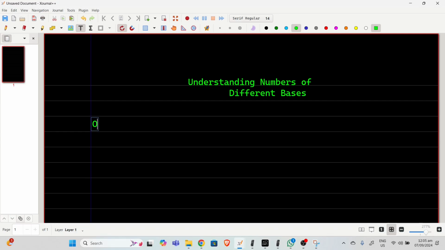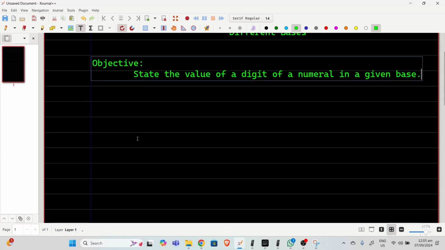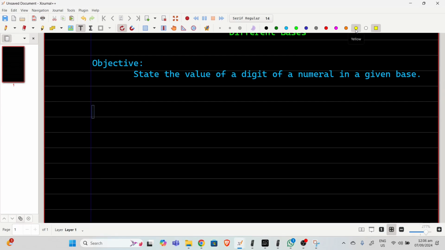So the objective is to state the value of a digit of a numeral in a given base. All right, so let's first start off with a few definitions that you should already know, but just to make sure that you don't have any confusions about it, we'll do it over anyway. So let me put this over here, and I'll just say that this is going to be some definitions.